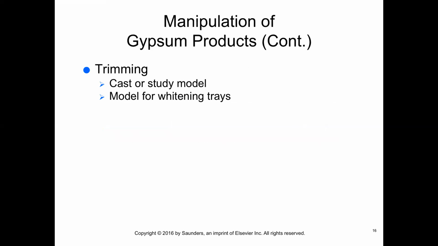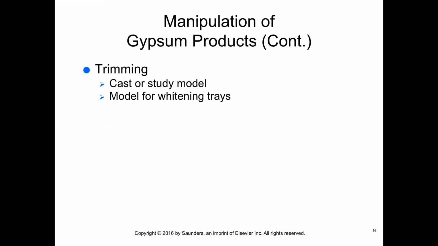Models are trimmed with a model trimmer to produce an attractive, symmetrical model with easy access to all the anatomical portions of the model and a base of sufficient bulk and stability. Bases made from dental stones should be soaked in water for 5 to 10 minutes before trimming to saturate the stone, making it easier to trim.